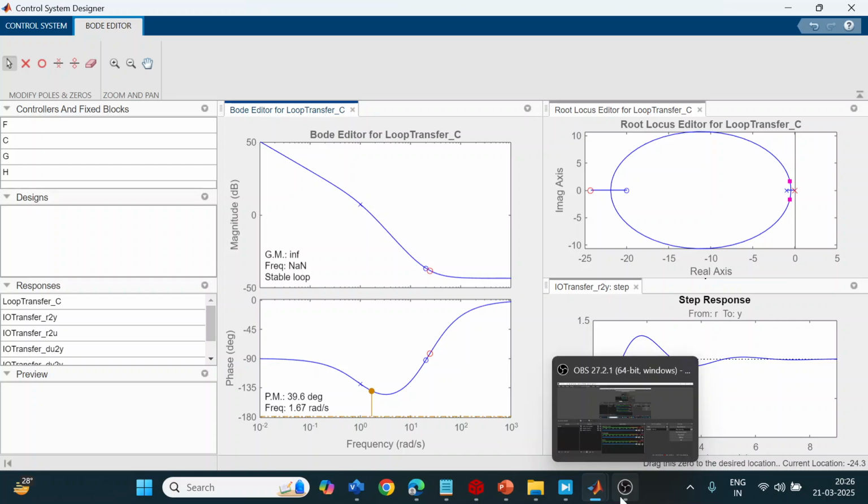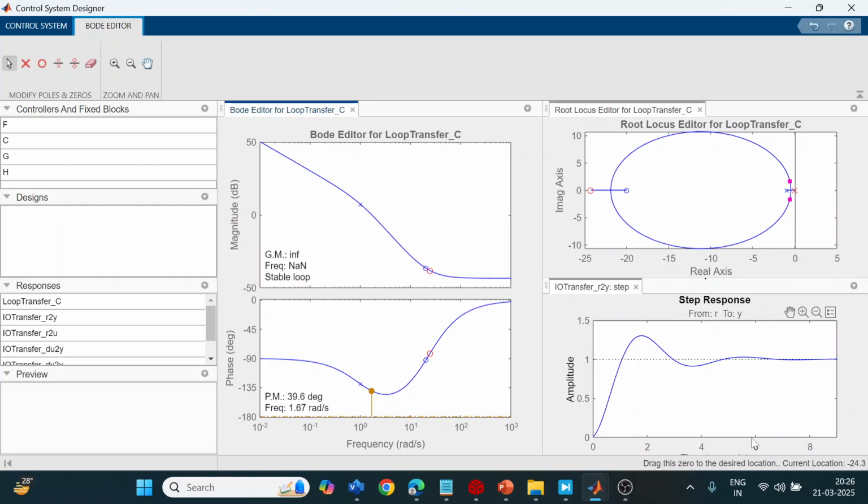Sir, how do you reduce the peak overshoot? Peak overshoot depends upon lots of factors. There is a formula: e to the power minus pi zeta by square root of 1 minus zeta square. You can vary your zeta, where zeta depends upon frequency, damping, initial parameters, all these things. I cannot say how to reduce it directly. You have to vary all these parameters.